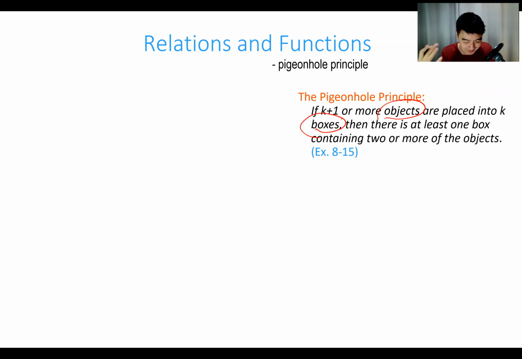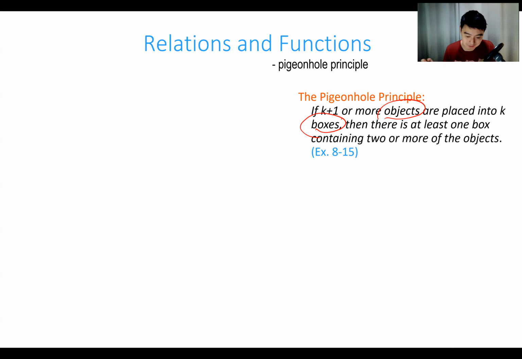Okay, so the idea is this. When we sell pigeons, we have a bunch of boxes to put these pigeons in. And we don't want two pigeons to be in the same box because then they don't have enough room to move, right? So the idea is that if you have k plus one or more pigeons and they're put into k boxes, then there's a guarantee that there's at least one box, there's got to be a box with more than one object inside. Now, you might look at this and say, well, obviously, right? It's intuitive what this is saying. But it turns out that in a lot of proofs, the pigeonhole principle is actually very important to that proof.